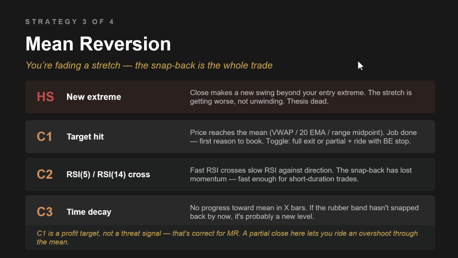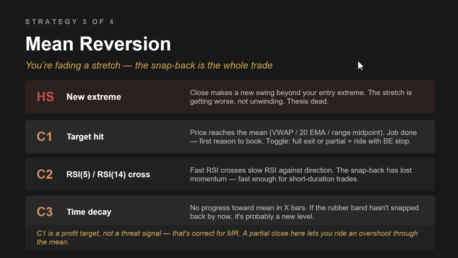Our third confluence factor is time decay, in the same way that it is for breakout. If we're not going to move in X number of bars, then it's probably a new level, maybe even a resistance, and is unlikely to have the momentum, particularly with decreasing volatility, to take it any higher.